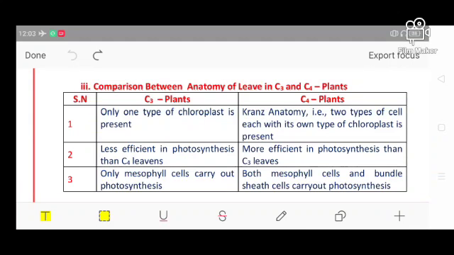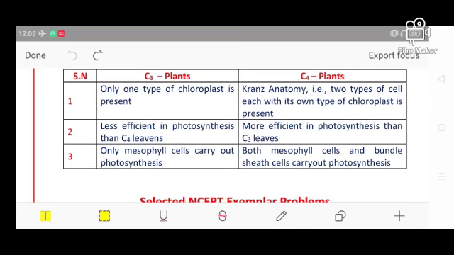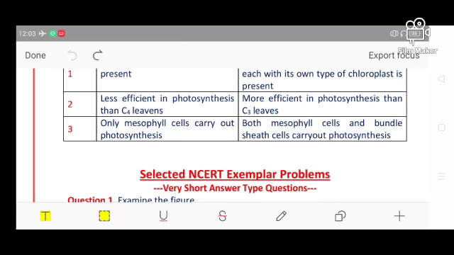So the next one is the comparison between the leaf anatomy of C3 and C4 plants. In C3 plants, only one type of chloroplast is present, but in C4 plants, we can find Kranz anatomy as well as two types of cells. The C3 plant is less efficient in photosynthesis than the C4 leaves, and C4 plant leaves are more efficient than the C3 leaves.